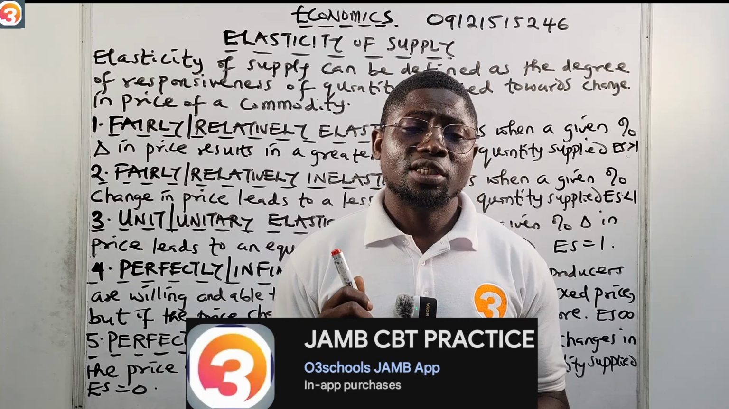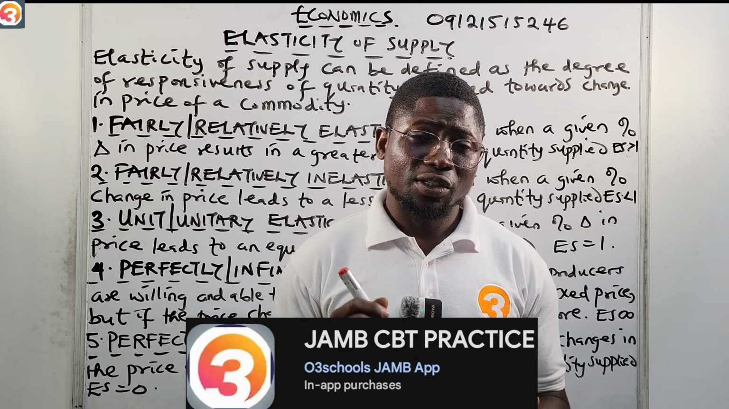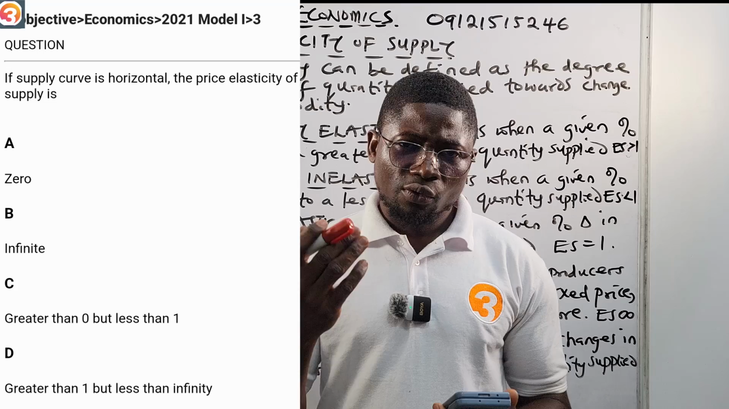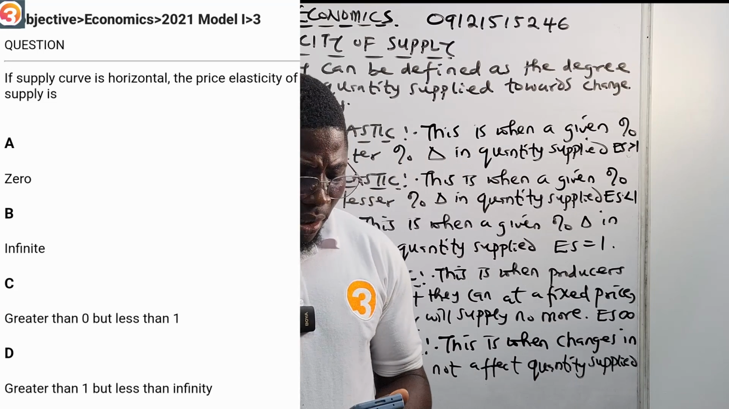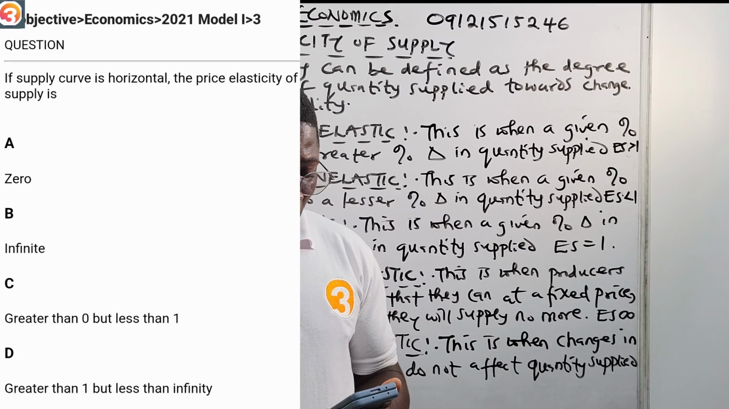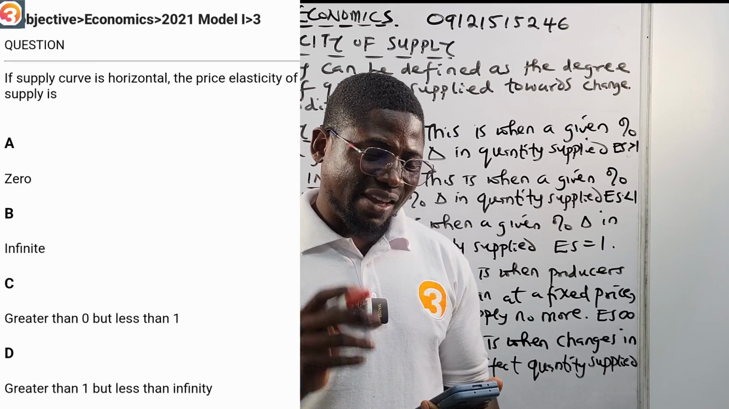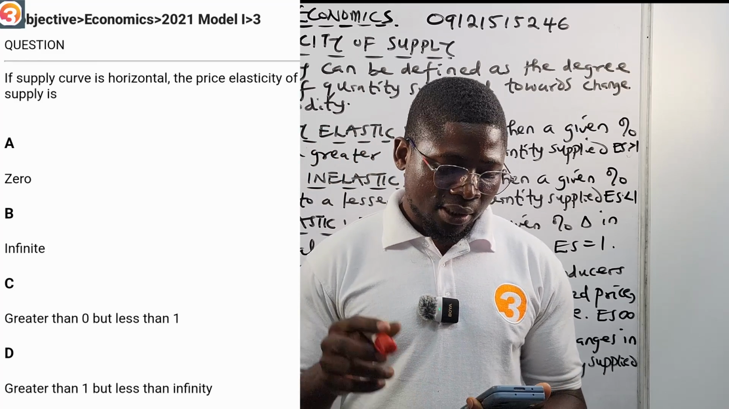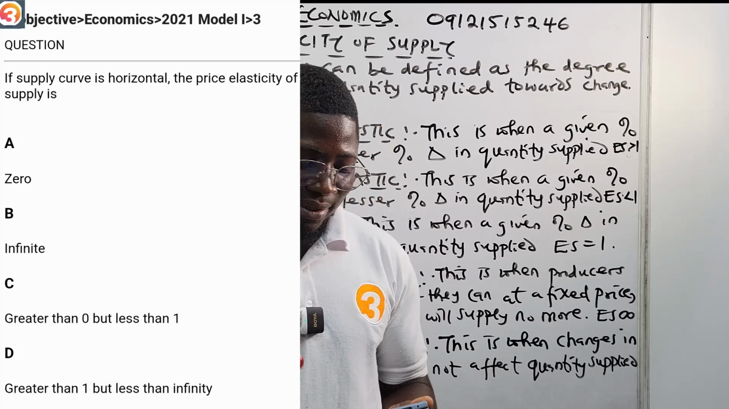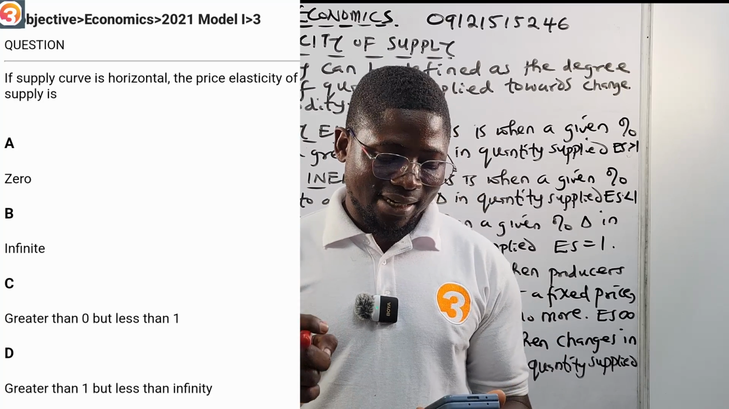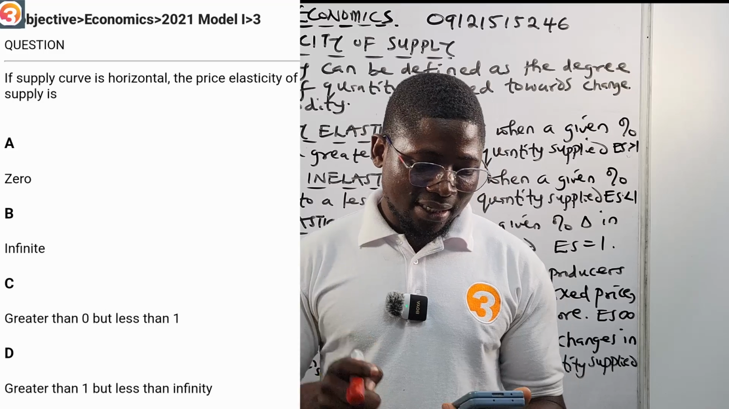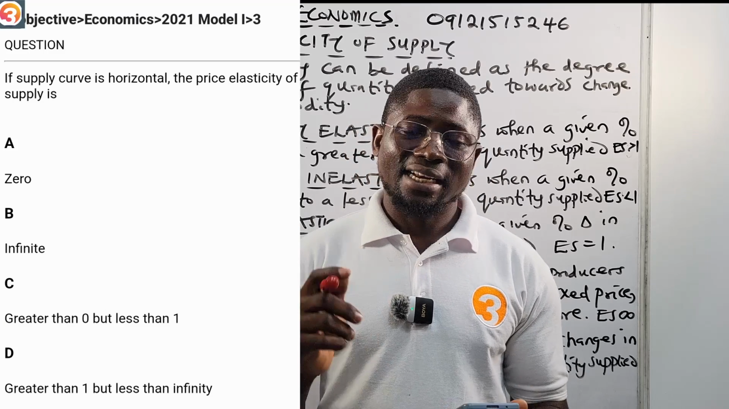It's a 2021 question number 3. We used the question search feature on the app to search for questions on elasticity of supply, and we got some. 2021 number 3 is being shown on your screen. It said, if a supply curve is horizontal, the price elasticity of supply is: A, 0; B, infinite; C, greater than 0 but less than 1; D, greater than 1 but less than infinity.